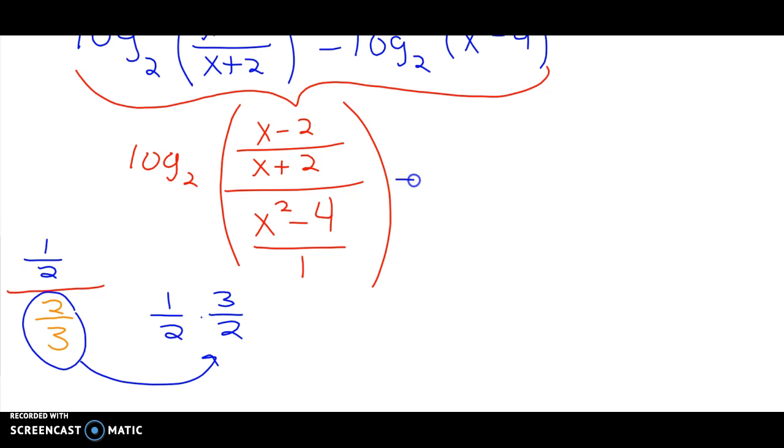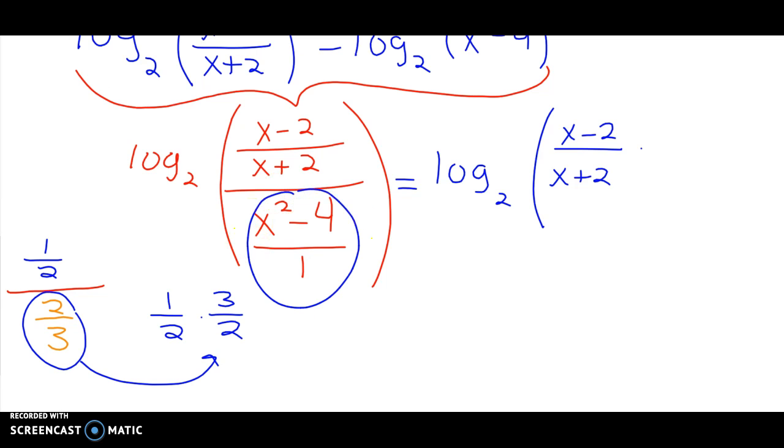So I'm going to rewrite this as log base 2 of x minus 2 over x plus 2 times, now we're going to flip this upside down, 1 over x squared minus 4. So now we're back to square one again. This is basically one big fraction. It's this times that and this times that.